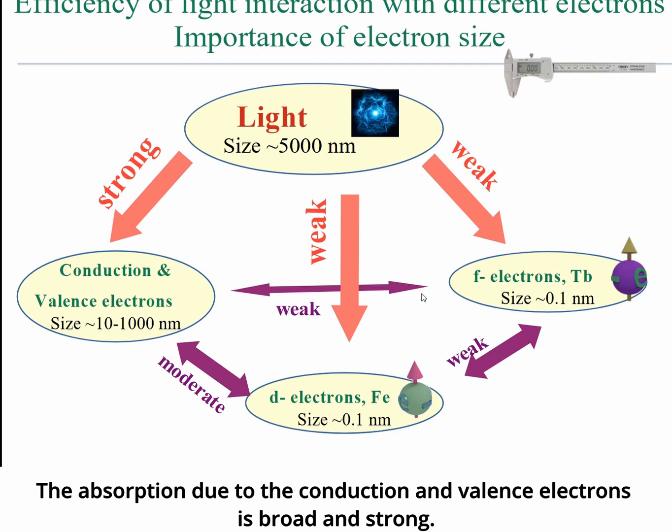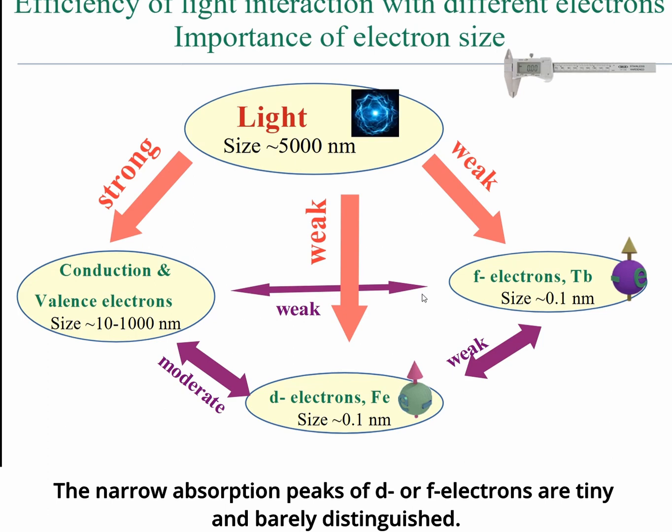The absorption due to the conduction and valence electrons is broad and strong. The narrow absorption peaks of d or f electrons are tiny and barely distinguished.